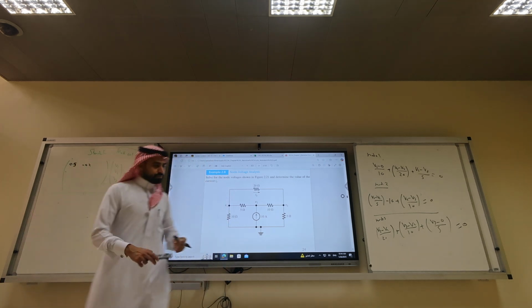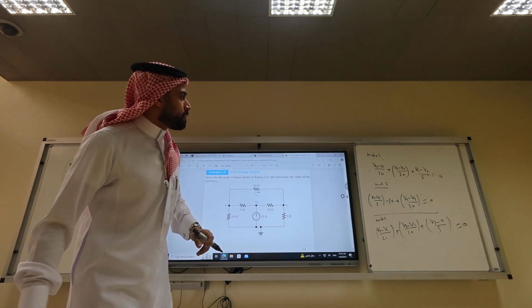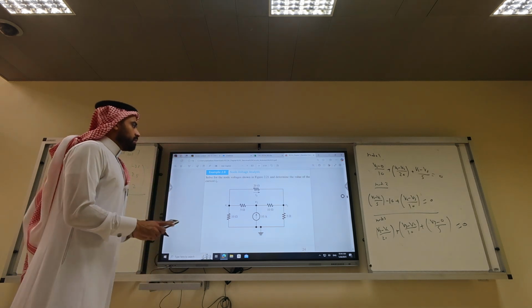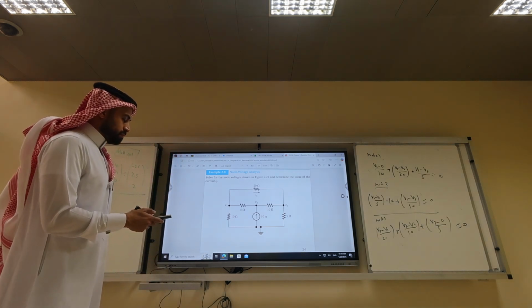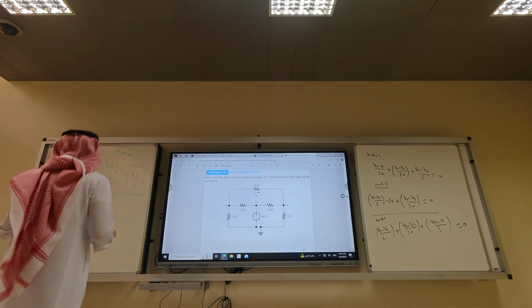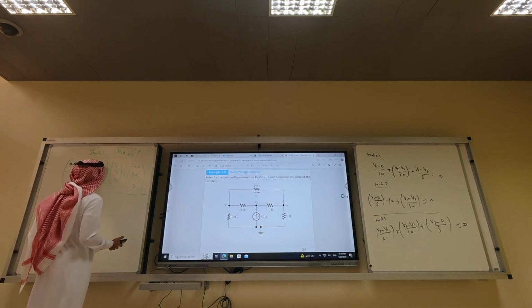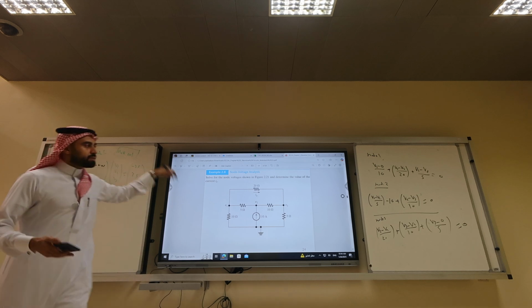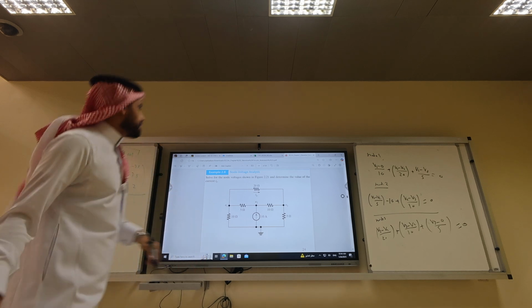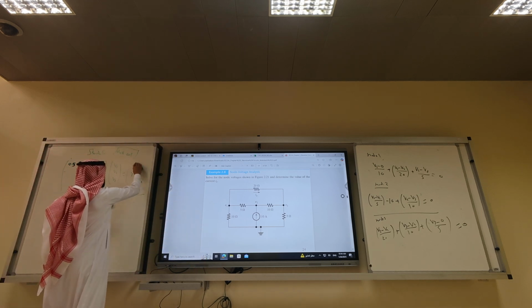For V3, minus 1 over 20, which is minus 0.05. Equals 0, right? Because there is no current source.